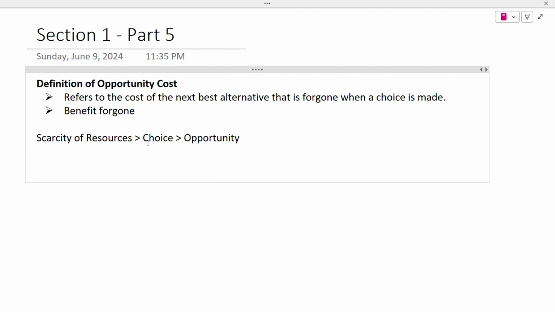Now, why does opportunity cost arise? The number one thing is that there is more than one alternative that exists, and resources are limited. So scarcity is the fundamental reason why people have to make choices, and when choices are made, an opportunity cost always arises. Now we need to understand in our course how opportunity cost influences different economic agents.